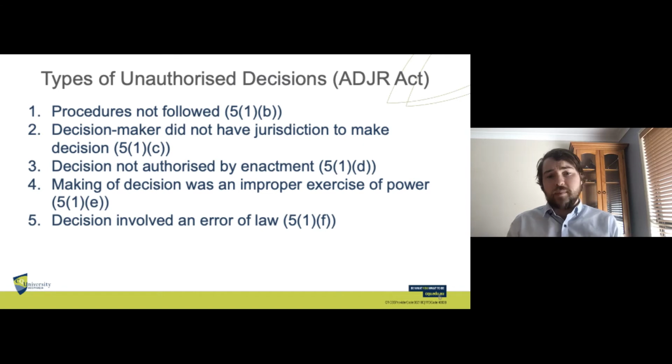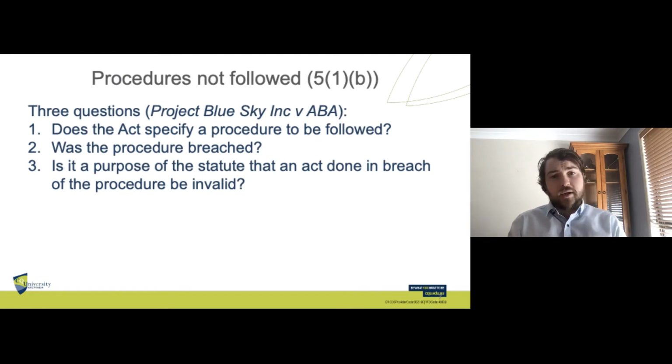The fourth point, making a decision was an improper exercise of power. We'll revisit that point in week 8 when we talk about making a decision for an improper purpose or making a decision that isn't captured by the purpose of the statute. And lastly, the decision involved an error of law. So making some mistake at law that would invalidate the decision. So we'll unpack those first 3 in a bit more detail now, and we'll start off with proper procedures not being followed, which is section 5(1)(b).